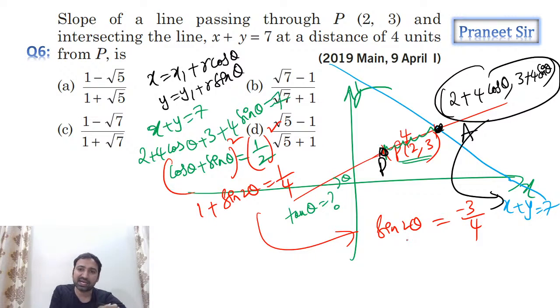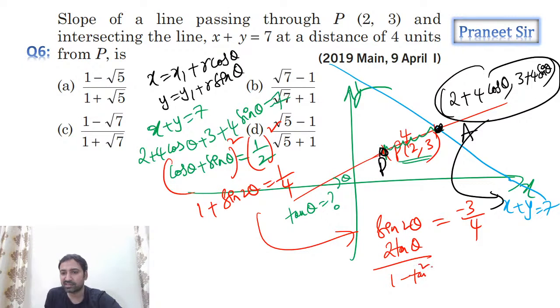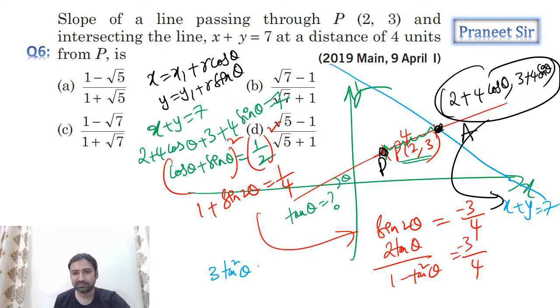But can we convert sin 2 theta in terms of tan theta, guys? What is the formula we have? 2 tan theta by 1 minus tan square theta is equal to minus 3 by 4. Now you cross multiply this. When we cross multiply, how much do we get? Three tan square theta minus 8 tan theta plus 3 is equal to 0. Now, as it is a quadratic equation, can we calculate the roots of this equation, guys?